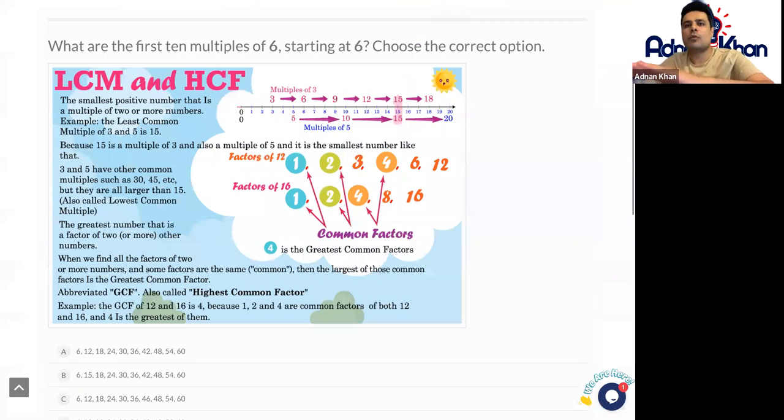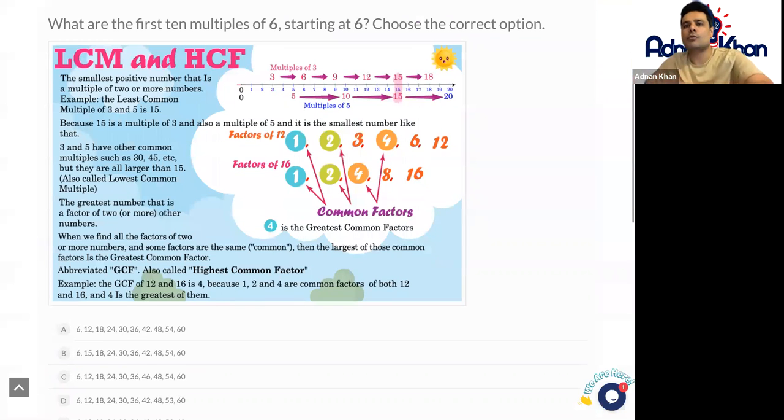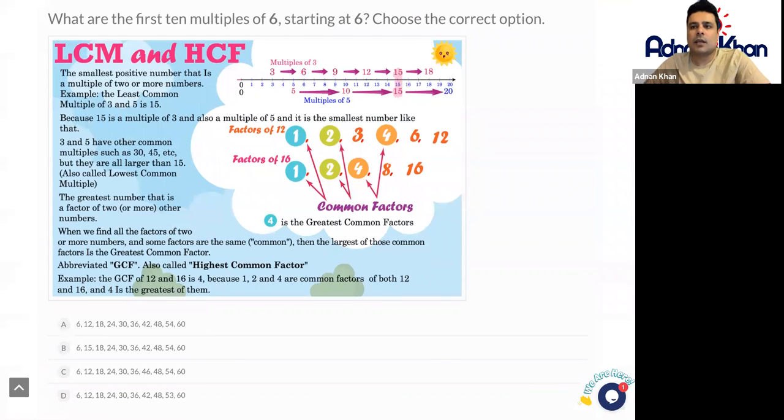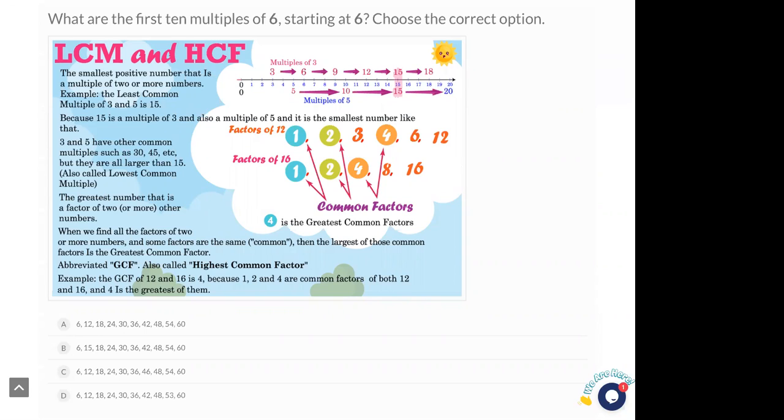So the first question, what are the first 10 multiples of 6 starting at the number 6? So all we're doing is we're just going in the 6 times tables. We're going up because a multiple is a bigger number. Okay, so in this case, let's go to Farhana to get some feedback.